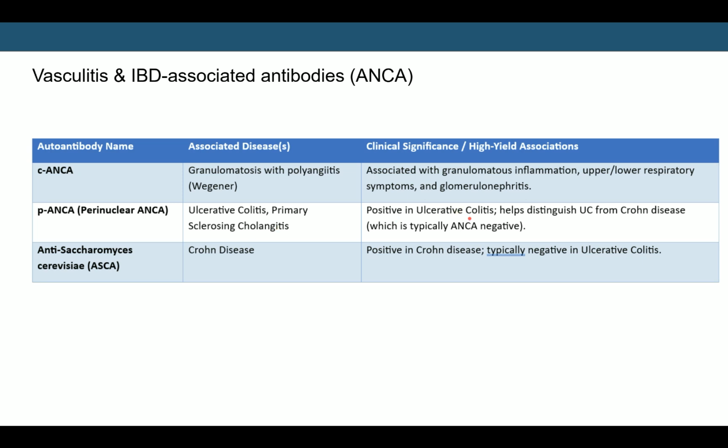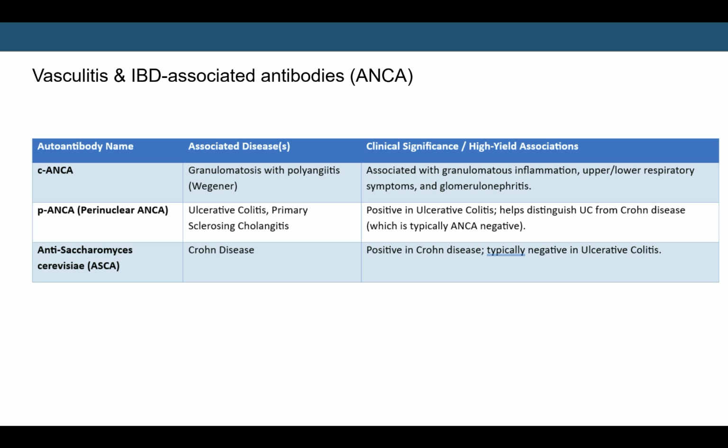So it's positive in ulcerative colitis. It also helps distinguish ulcerative colitis from Crohn's disease. Usually ulcerative colitis is going to be positive, and in Crohn's disease it's going to be negative. So you have to differentiate between the C-ANCA and the P-ANCA. The C-ANCA is positive in granulomatosis with polyangiitis, Wegener, and P-ANCA is positive in the other diseases such as ulcerative colitis and primary sclerosing cholangitis.